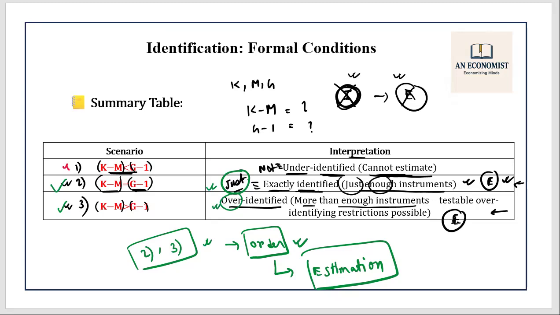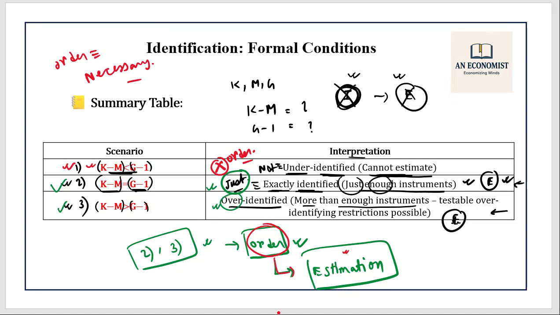Only in the first case, when k minus m is less than g minus 1, will you say the order condition is not satisfied. The order condition is invalid. And since the order condition is the necessary condition, let me write it down: the order condition is the necessary condition. If this condition gets violated, then you cannot go further. You cannot go into estimation. For estimation in a simultaneous equation model, the order condition has to be satisfied.